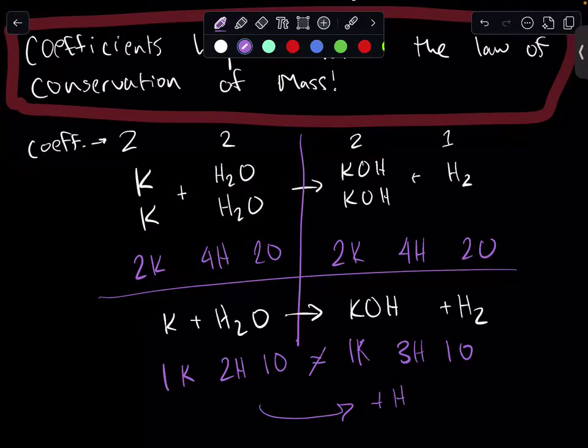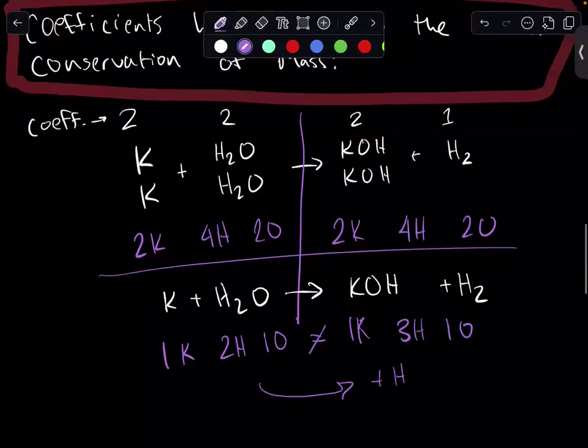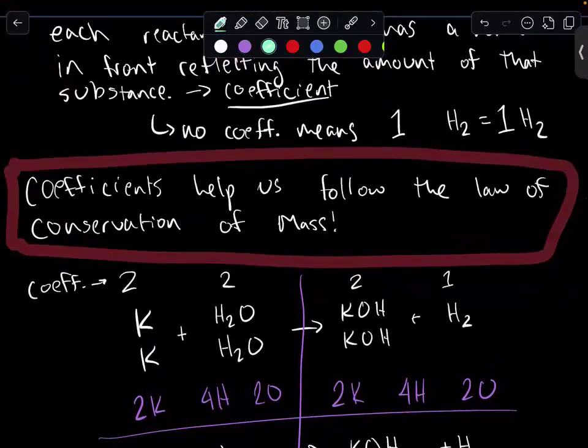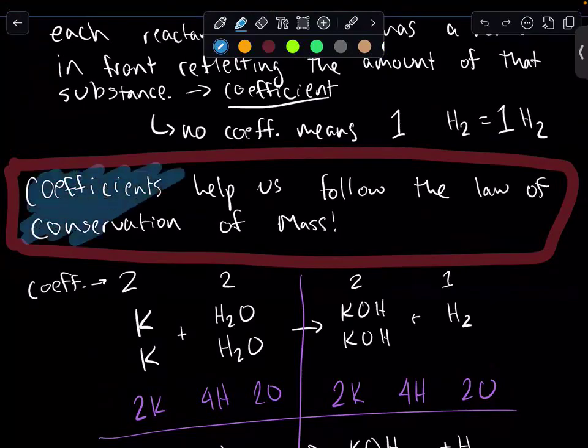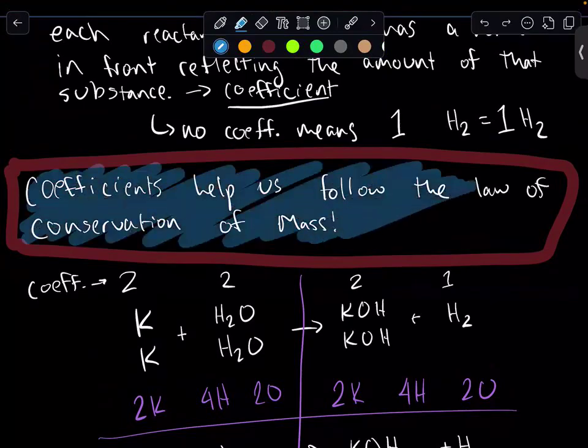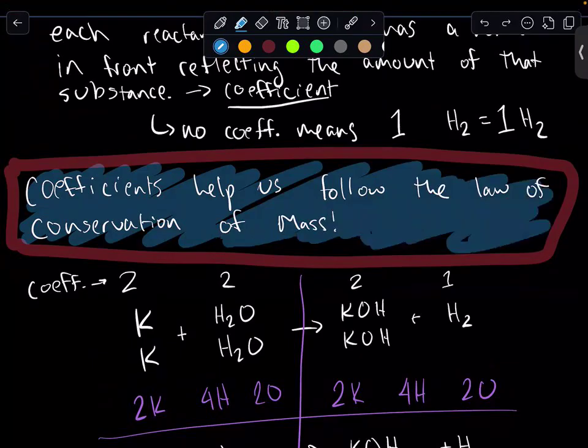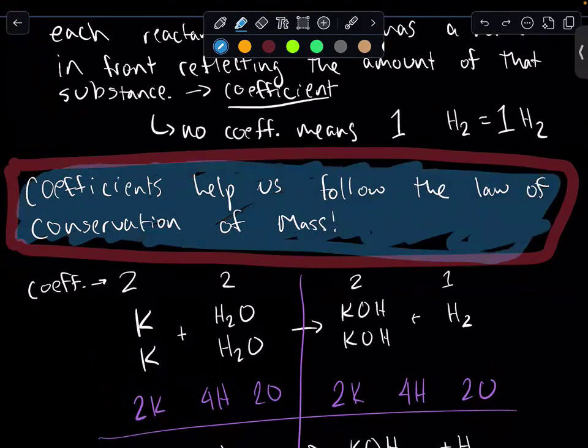We cannot create matter. Therefore, we come back here. We are balancing. So we balance the equation. This is what's called balancing. The application of coefficients is called balancing. Being very repetitive, but you need to be able to do it.